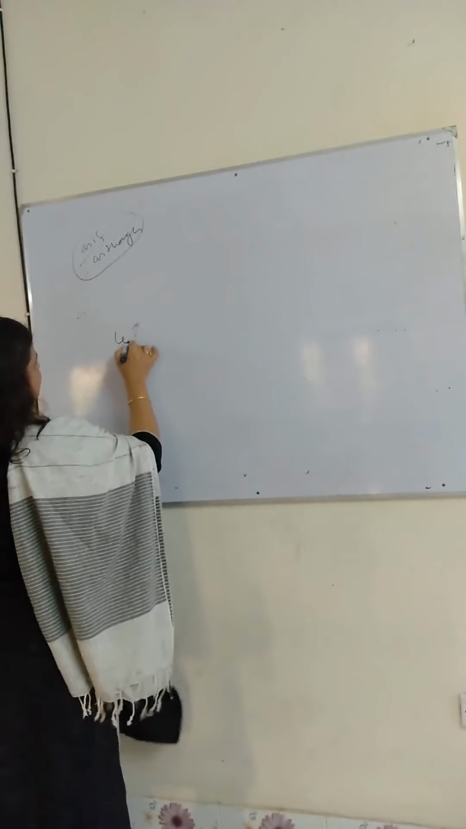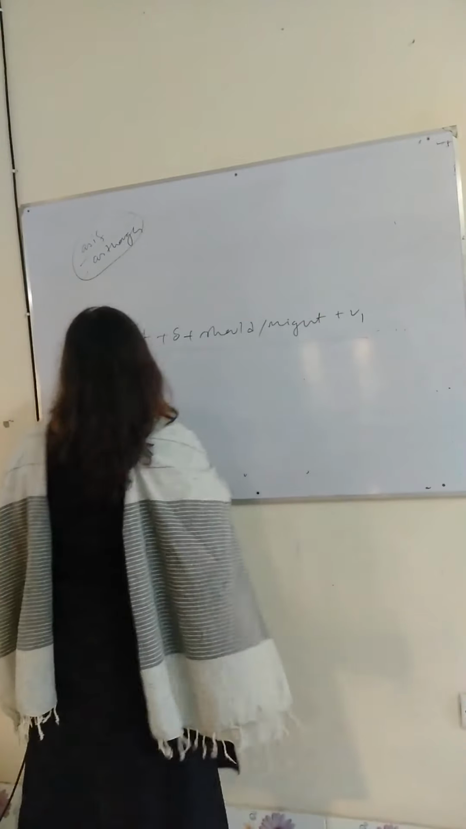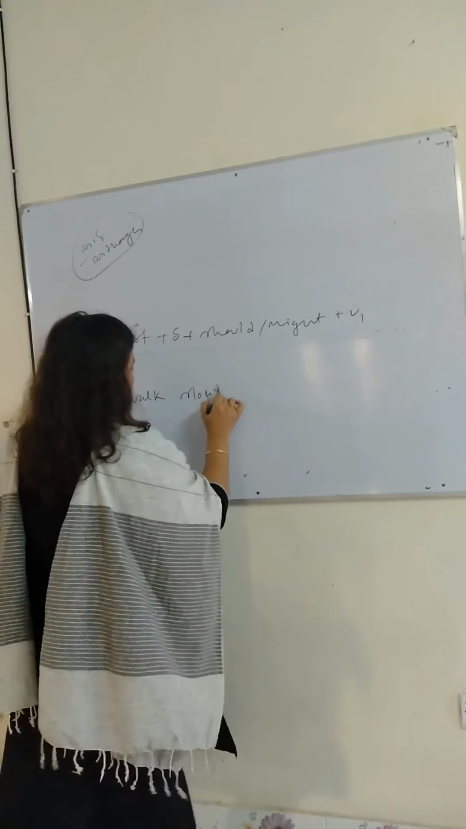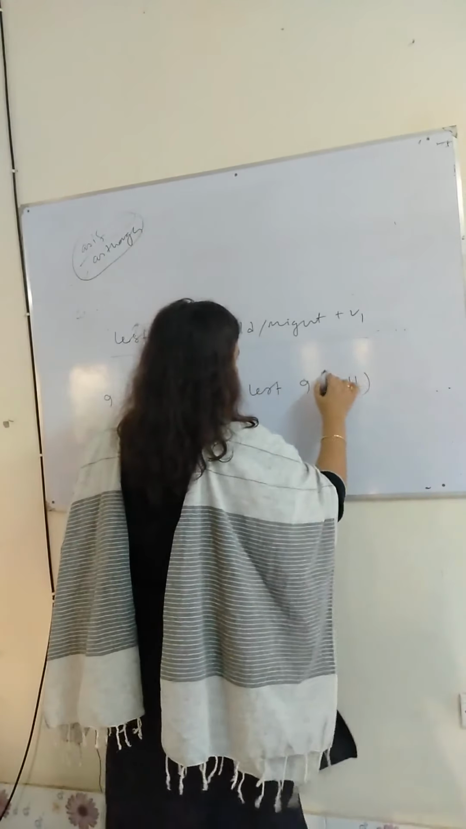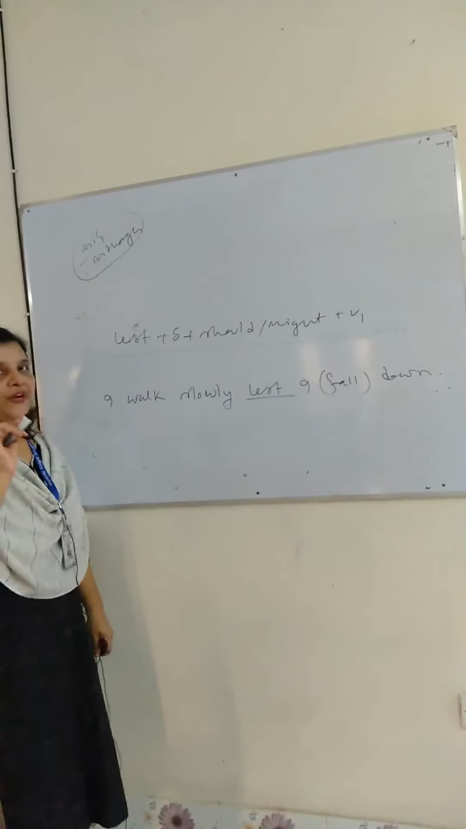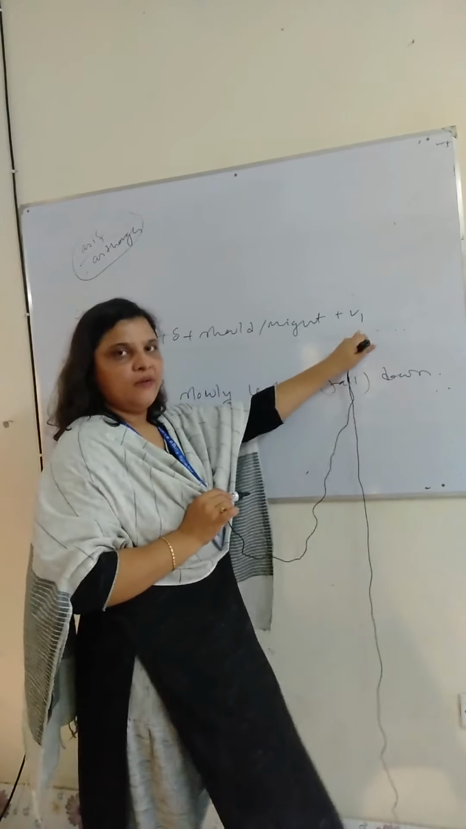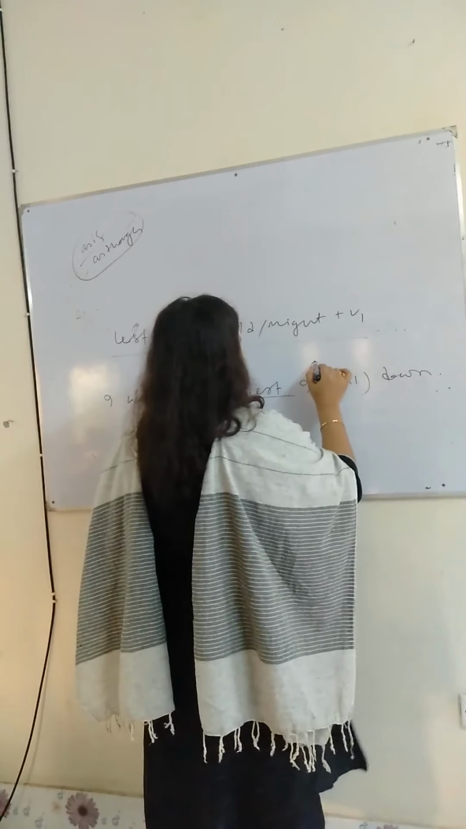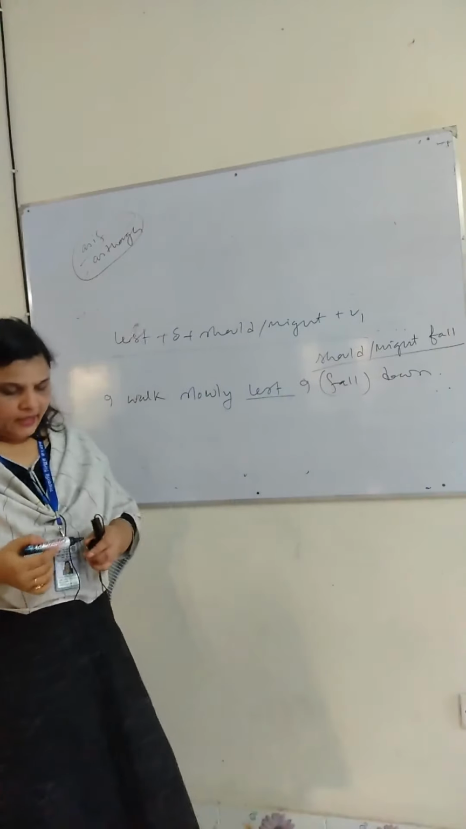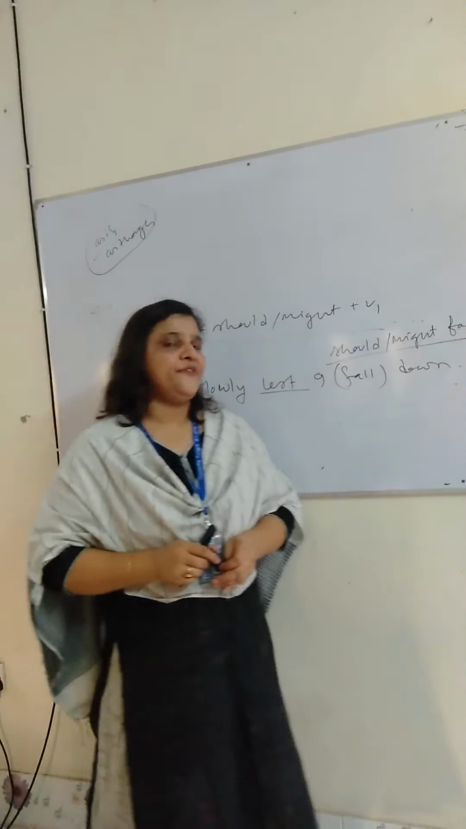Lest plus subject plus should, might plus verb 1. I walk slowly lest I fall down. Remember, whenever you find lest in the middle of the sentence, then after the subject you must use should or might and verb 1. The verb must be in form 1. So you will write this: I should or might fall down. This will be the correct answer. Okay? I hope I have discussed many rules here, and if you are a little bit attentive, it will be very beneficial for you.